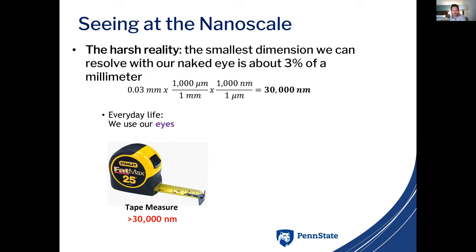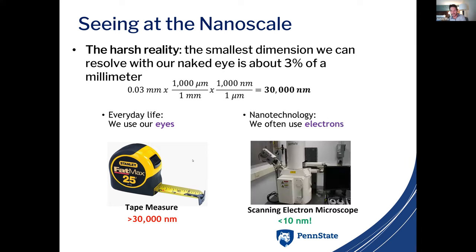So 30,000 nanometers. Every day we measure things with a tape measure. This is characterization at the scale of everyday life. You cannot use a tape measure to measure nanoparticles. The resolution is far too poor. Instead, in nanotechnology, we use a beam of electrons as our source. This is a picture here of an electron microscope. So you can see the resolution is a lot better, but there's obviously a caveat.